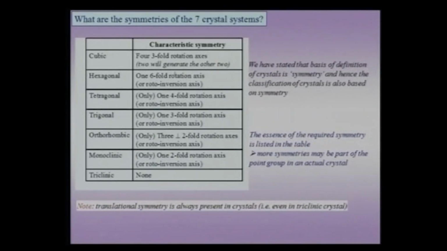Hexagonal crystal has 1 and only 1 6-fold rotation axis. It is an important point to note, since we are now talking about crystals, that it is not necessary that this 6-fold need be a regular 6-fold. It could be an alternate form, like for instance, a roto-inversion axis or a screw axis as well. So, other kinds of symmetry operators which have 6 in them need to be present, at least one of them.